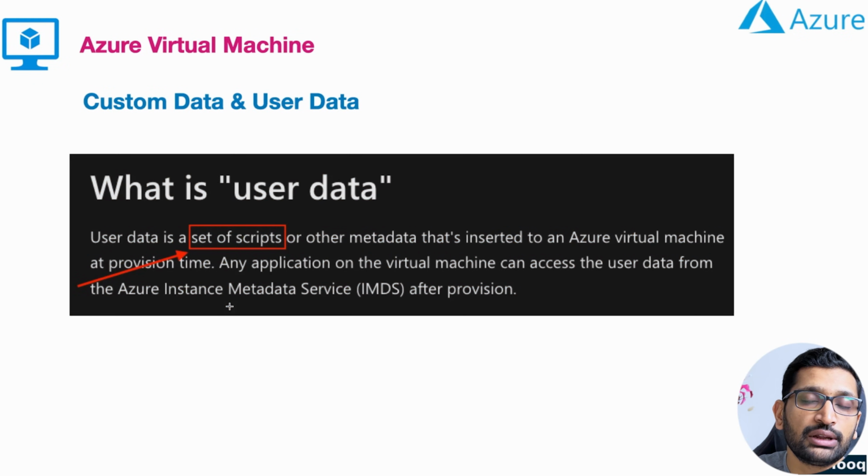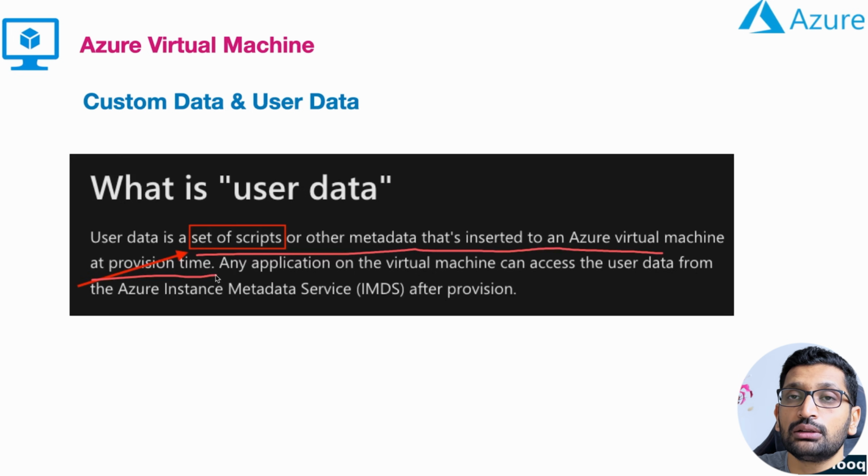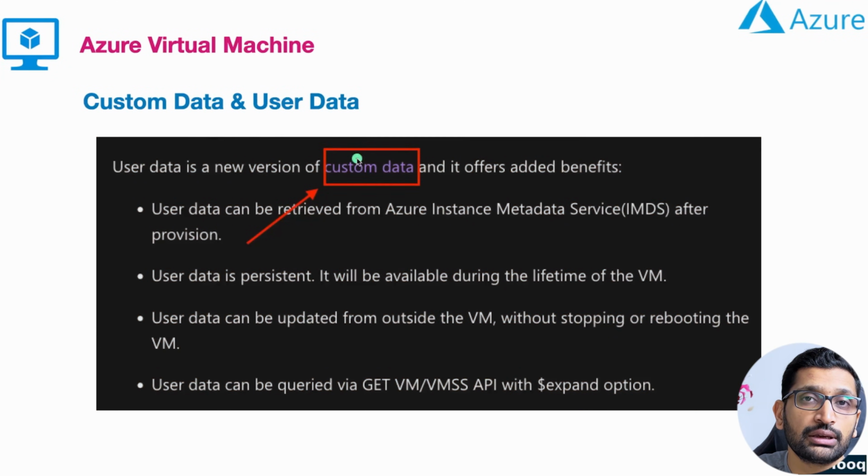And here is the official definition of user data from the Azure website. Here you can see it is the set of script or other metadata that is inserted on an Azure virtual machine at the provision time. And at the provision time, which means at the starting of that particular virtual machine when you are trying to set it up for the first time. And here is the key difference between the custom data and the user data.